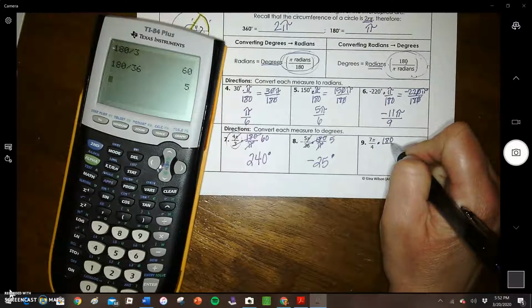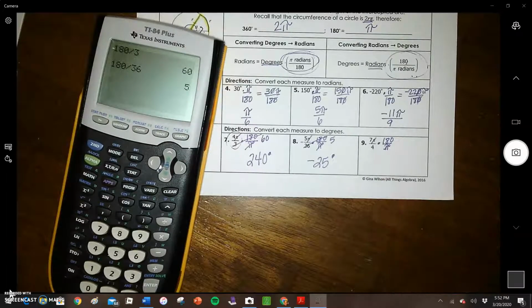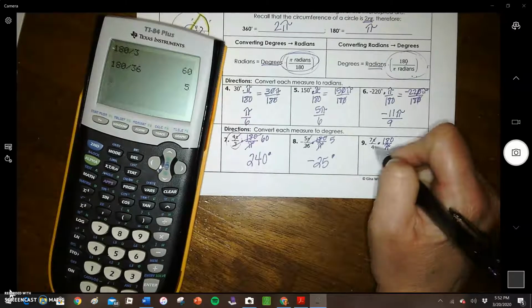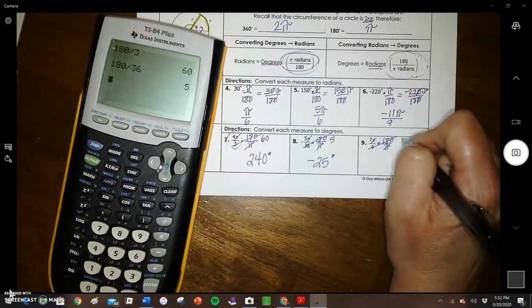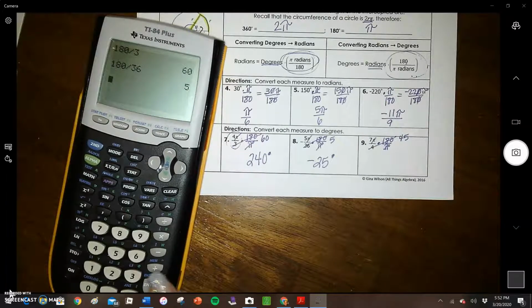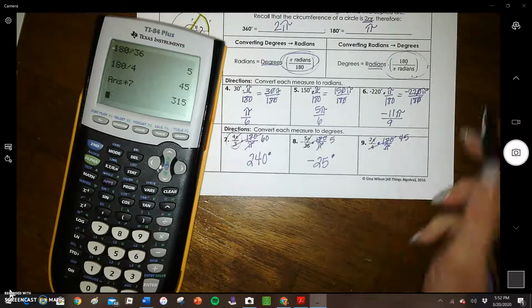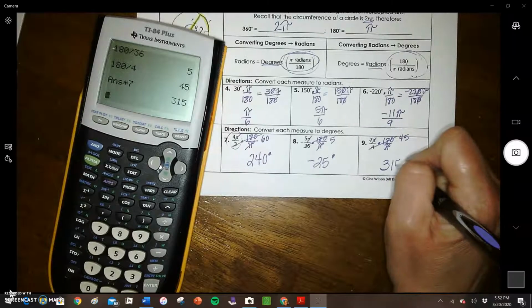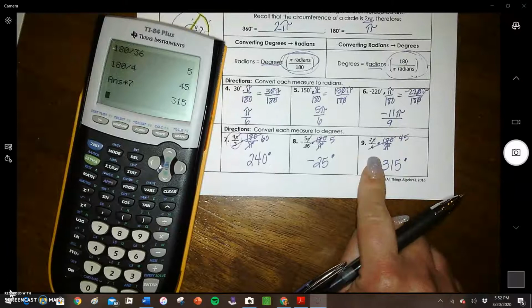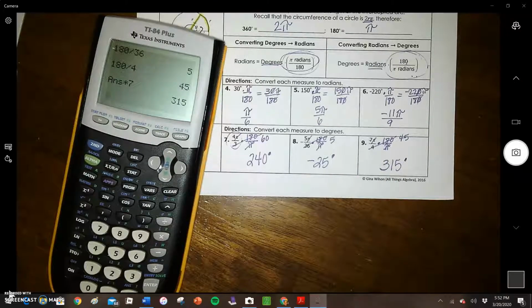If I multiply by 180 over pi, cancel some things out. 180 divided by 4 is going to be 45 degrees. Let's just verify that on my calculator, see? And then if I multiply that by that 7 that I still have up there, I end up with 315 degrees. So 7 pi over 4 is the same thing as 315.